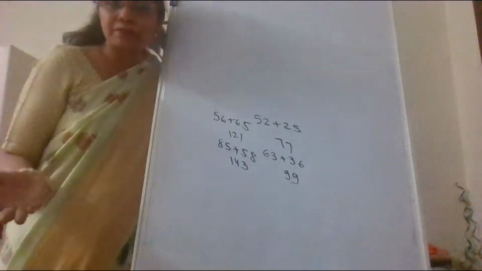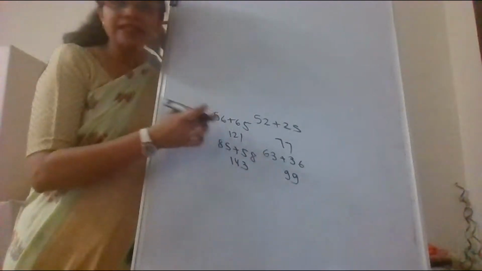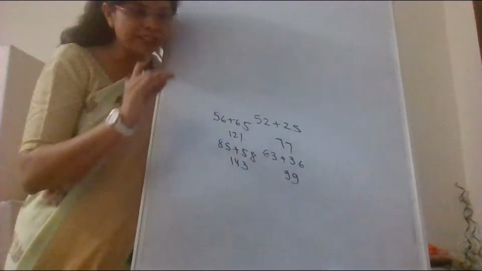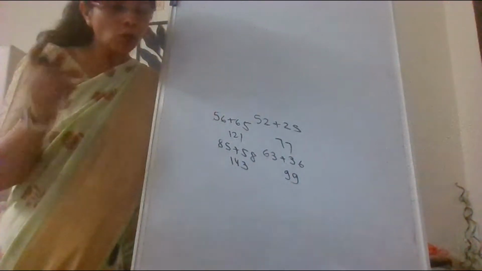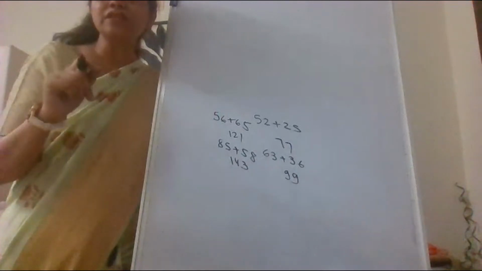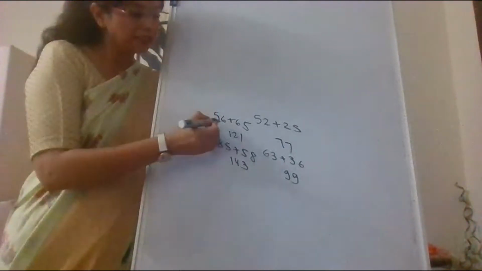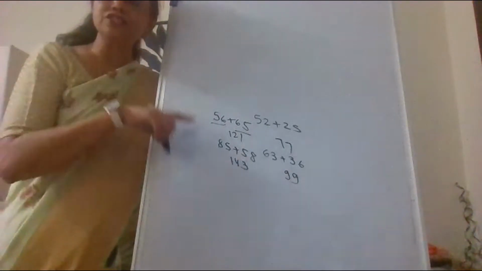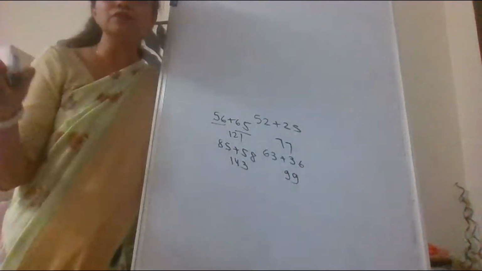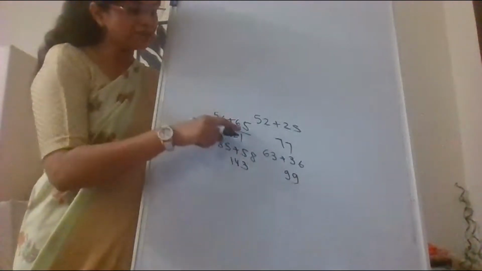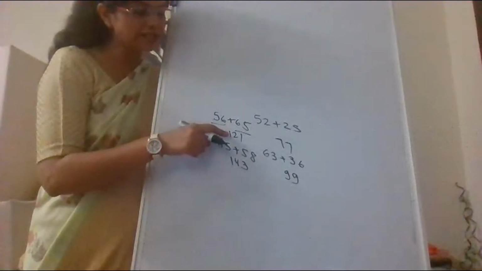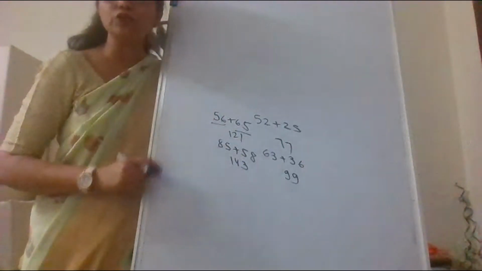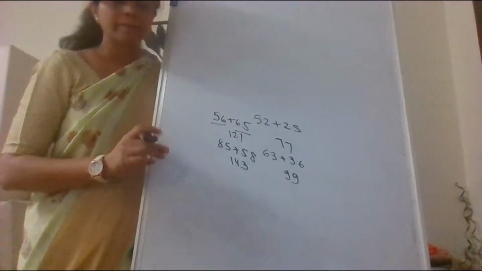But what you have to remember: add the digits, multiply it with 11. One thing more you have to remember, that this trick is meant for which numbers? The number and its reverse. Only for such numbers. Okay, don't go for other numbers. So 56 plus 65, you will get your answer as 121. 5 plus 6 is 11 and 11 times 11 is 121. Okay.